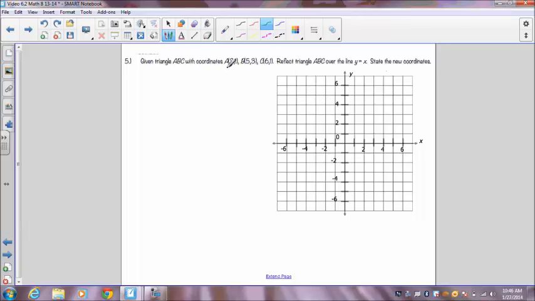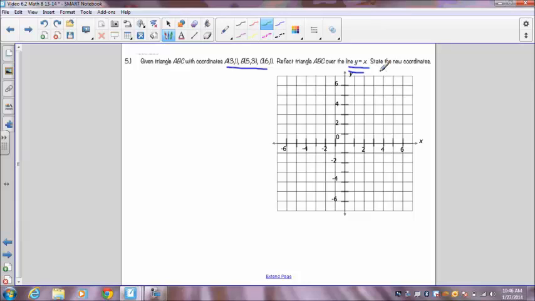triangle ABC with the following coordinates, I'm going to reflect it over the line y = x. Now, every time I want you to always underline the line that you are reflecting it over so you know exactly what it is that you need to do. And then it asks you to state the new coordinates.